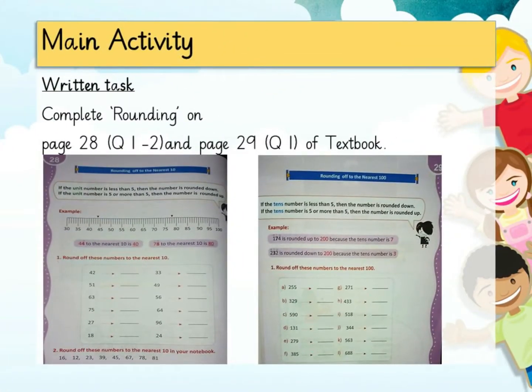Alright children, after doing much practice of rounding, I hope you are clear about the concept. Now this is the time to do the written task. You have to complete page number 28 of the textbook, question number 1 and 2. Children, if you are short of space for question number 2, you can do it in your notebooks. As well as you have to do question number 1 on page number 29 of the textbook. I hope you can do it independently.